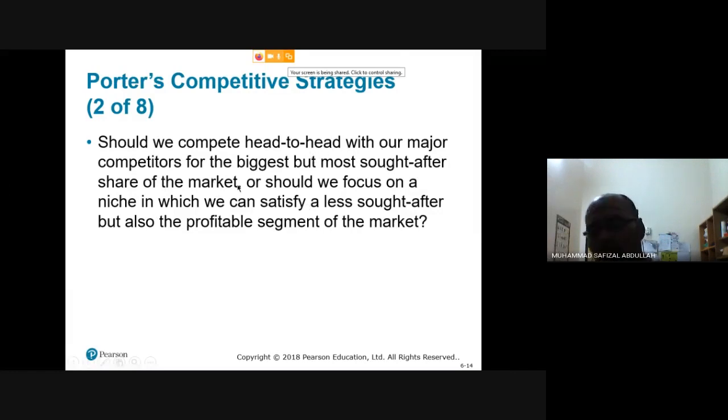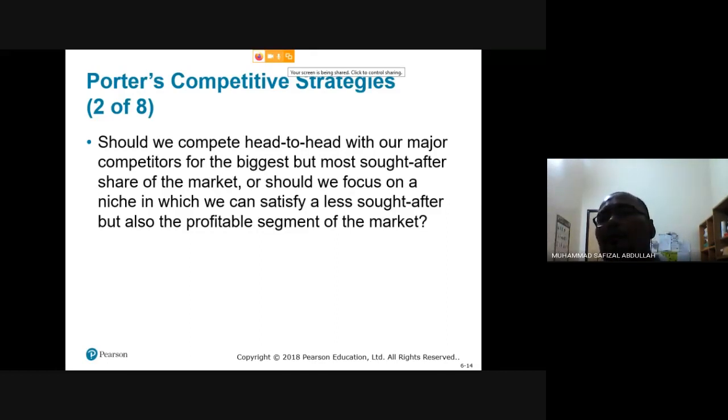It means that the first option, in terms of the selection of the market, is should we choose the mass market where all the giants and all the big corporations are? Should we choose that market? Because that market consists of the largest amount of consumers, and customers are willing to buy.